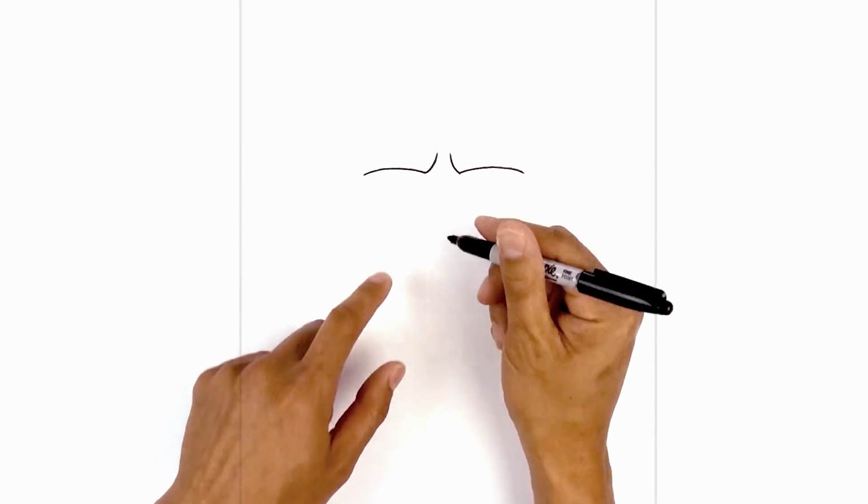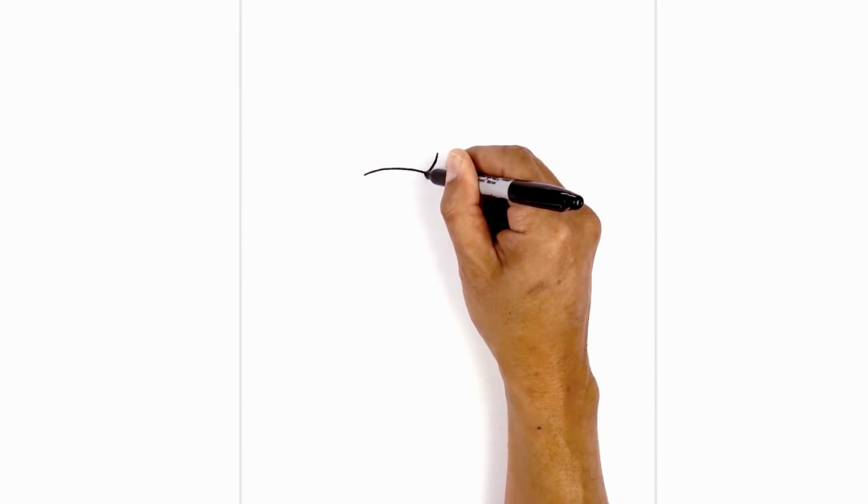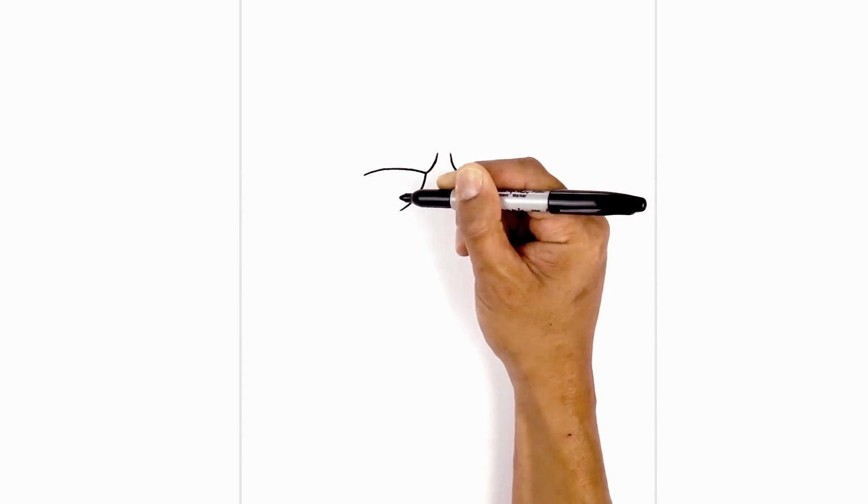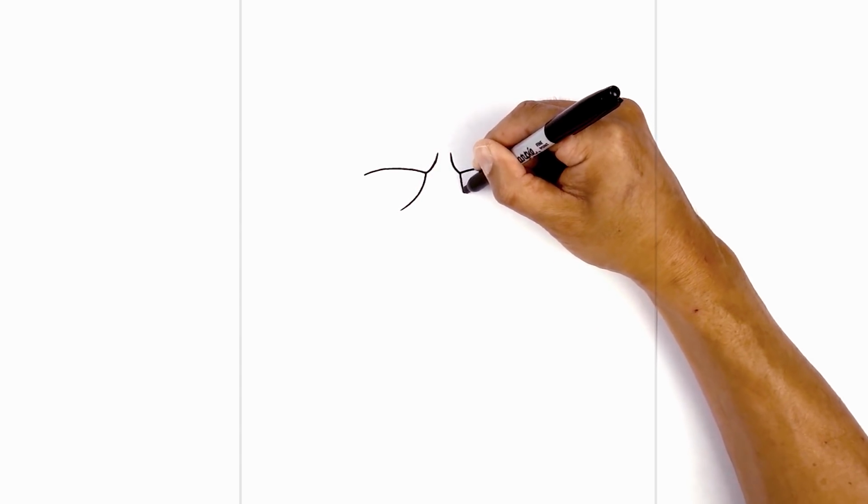Now let's draw on the inside edge of the eye. Starting from the bottom corner of the frown line, we're going to curve down and out towards the left. Go to the right side and do the same thing.